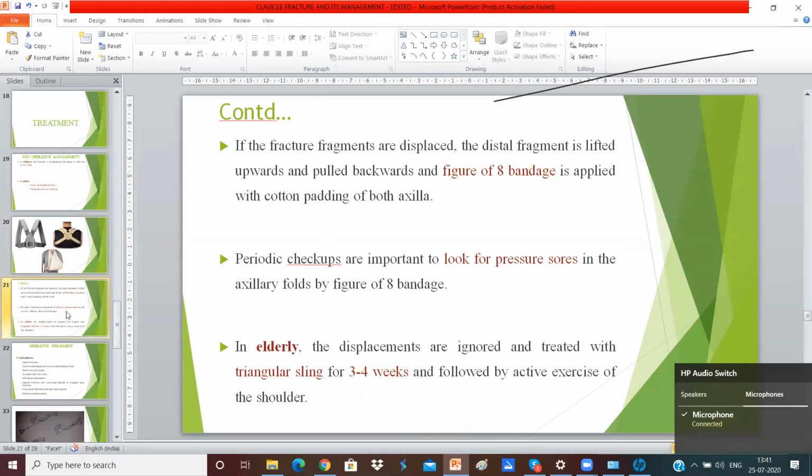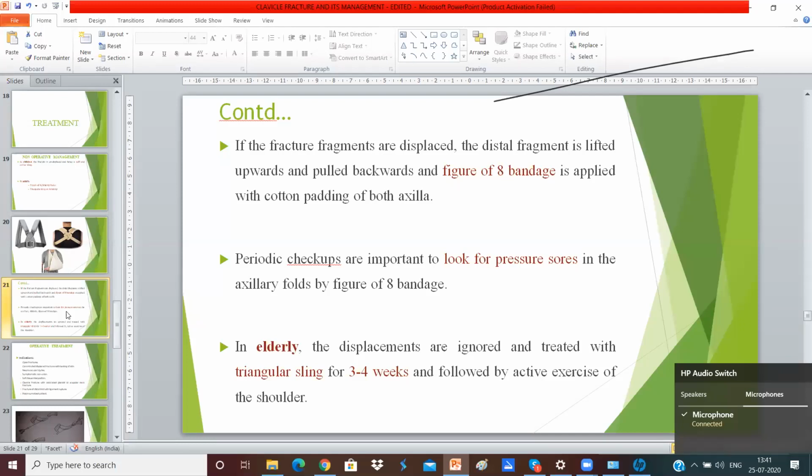Now if the fracture fragments are displaced, the fragment is lifted upwards and pulled, this is called bracing back. Bracing back means you hold the person like this and pull it like this. This is called bracing back. Then apply. But after application, it is very important to see the patient.